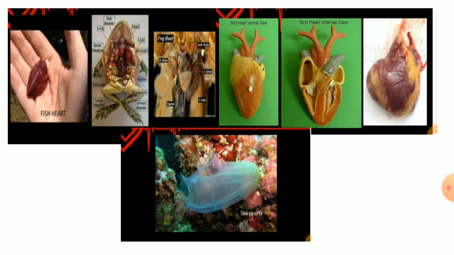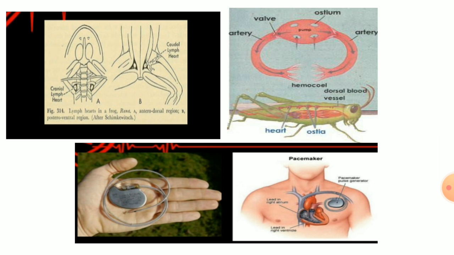There are some pictures of different types of heart. The frog heart is an example of chambered heart, the second one is a bird heart, and the sea squirt has a tubular heart. The first figure shows a lymph heart, and the pacemaker. The picture of a pacemaker. It is in the myogenic heart, for example, human heart.